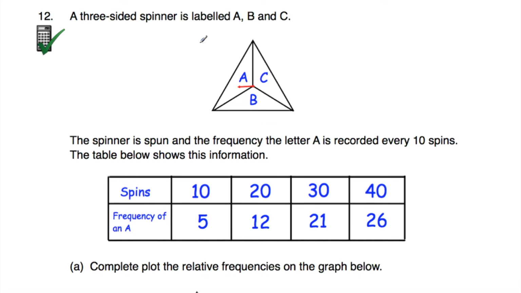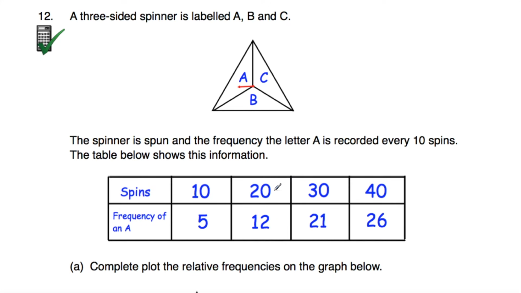Okay, let's have a look at our next question, question number 12. Question number 12 says a three-sided spinner is labelled A, B and C. So we've got this three-sided spinner and it's labelled A, B and C. And the spinner is spun and the frequency of the letter A is recorded every 10 spins. So every 10 spins, they write down the total number of times that it's landed on A so far. So after 10 spins, it landed on A 5 times.